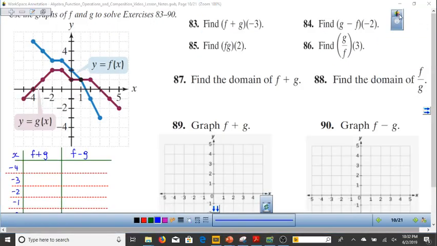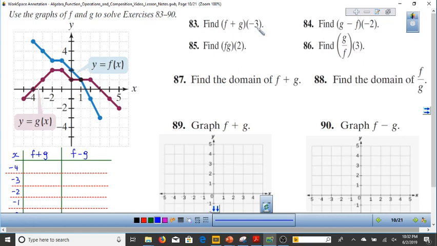All right, let's talk a bit about these examples. In this question, we have the two functions listed here, f of x and g of x, and the graphs are indicated. We're going to answer questions number 83 to 90 related to these two graphs. The graph of f of x is the blue graph, and the graph of g of x is the burgundy or red graph. So let's take a look at what they're saying here.